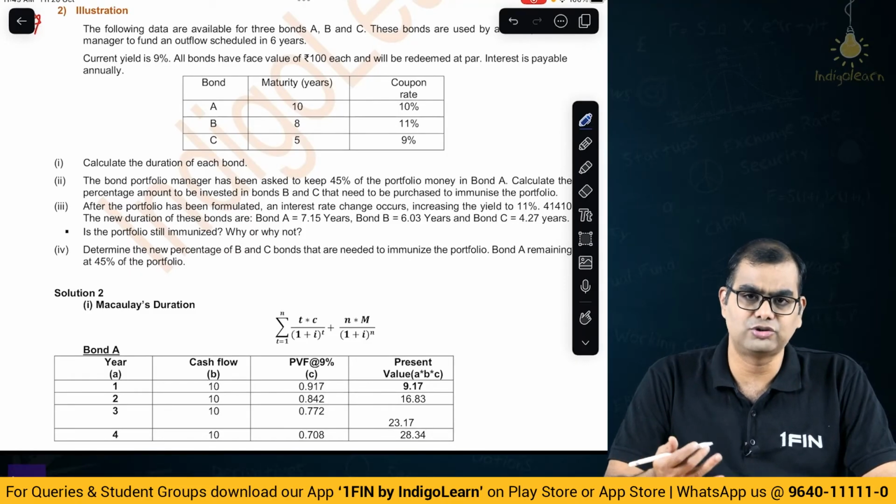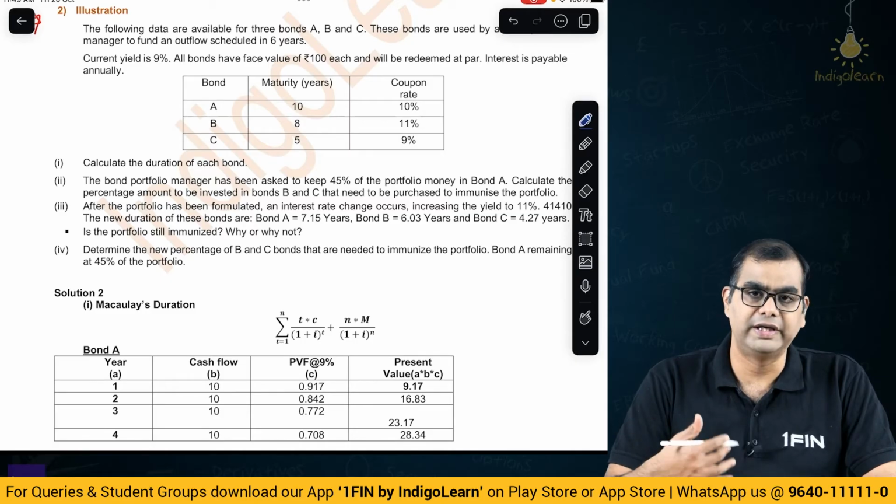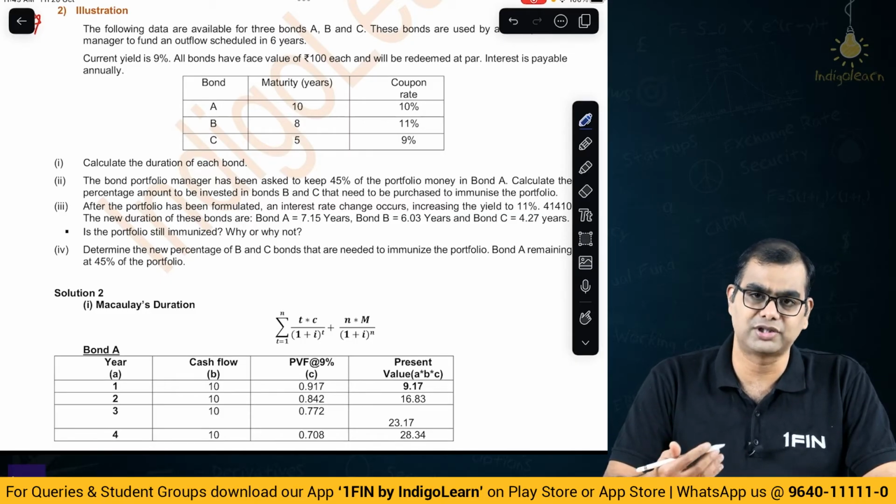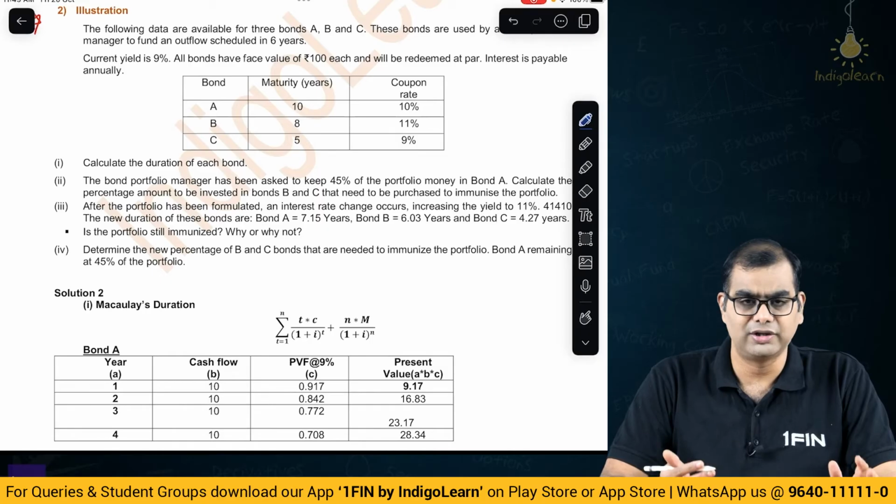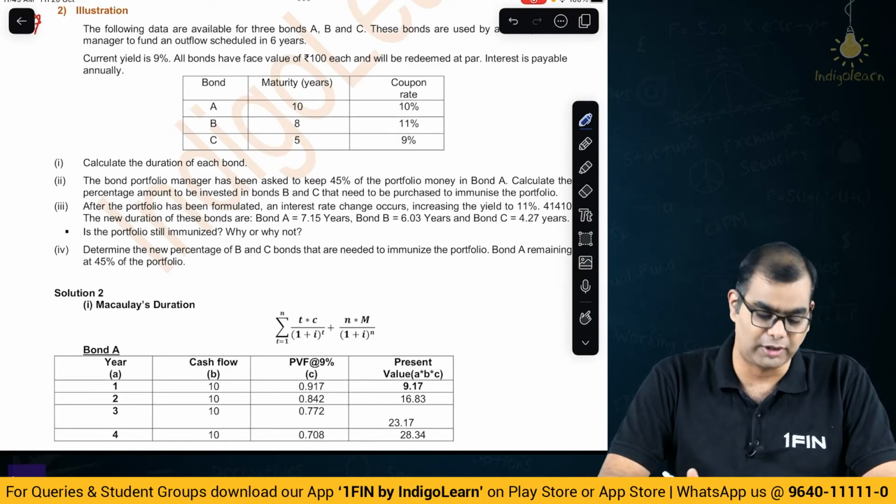Whatever we have understood so far based on duration, convexity, yield, bootstrapping of yield, term structure of interest rates, a bunch of concepts we have learned. Let us go and look at a few problems on that.